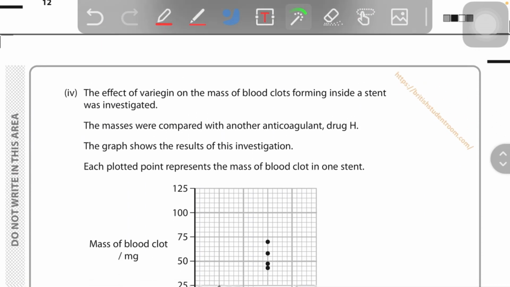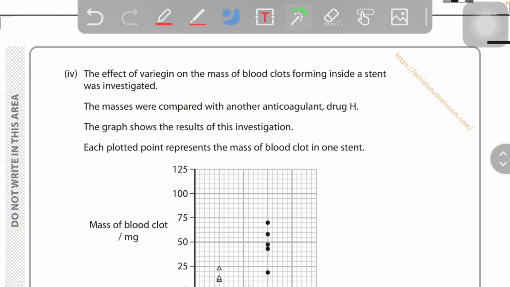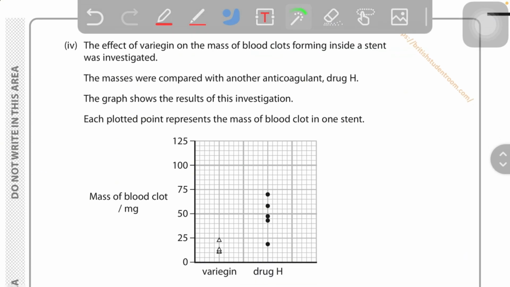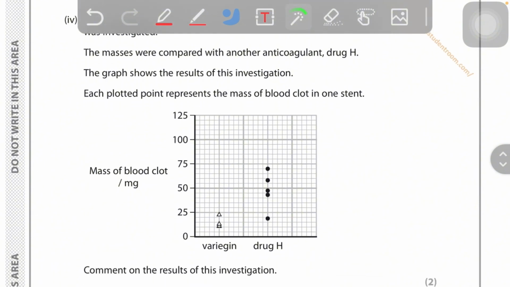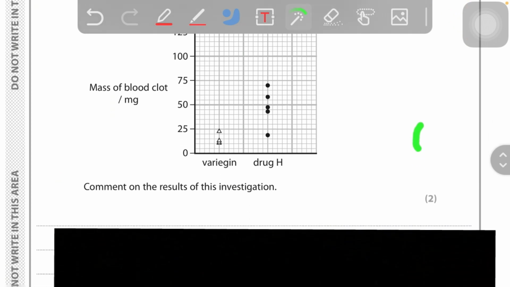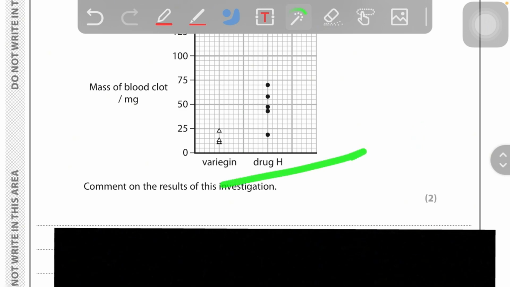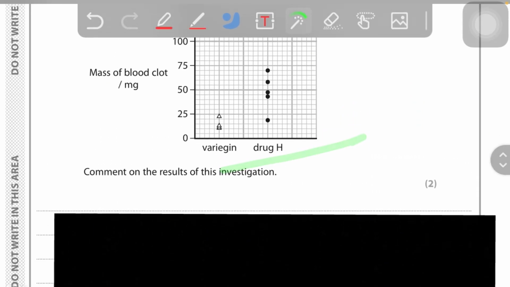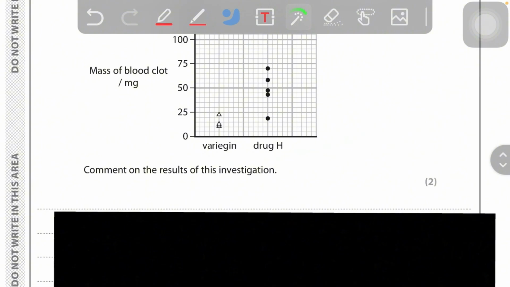The effect of variegin on the mass of blood clots forming inside the stent was investigated. The masses were compared with another anticoagulant drug H. The graph shows the result of this investigation. Each plotted point represents the mass of blood clot in one stent. Comment on the result of this investigation.